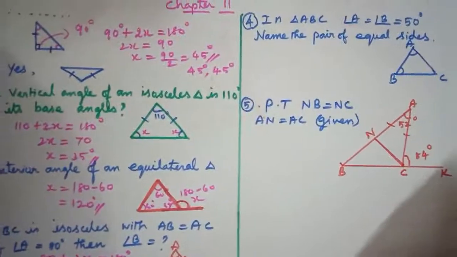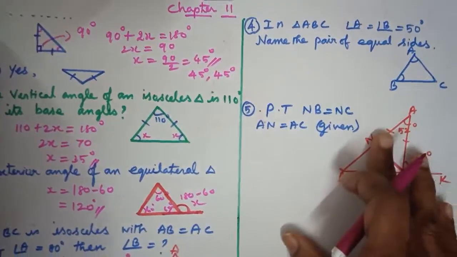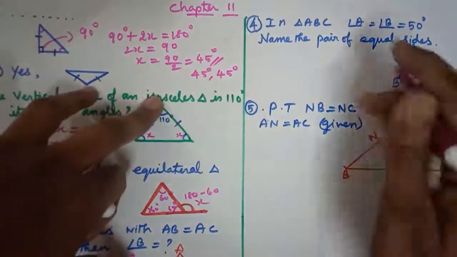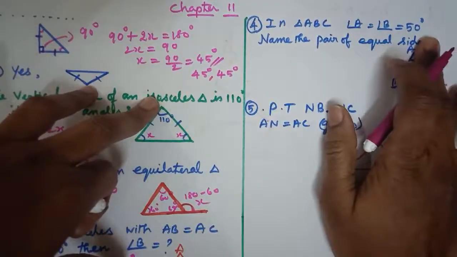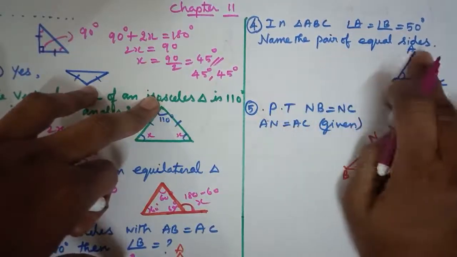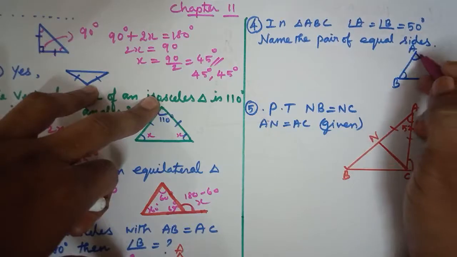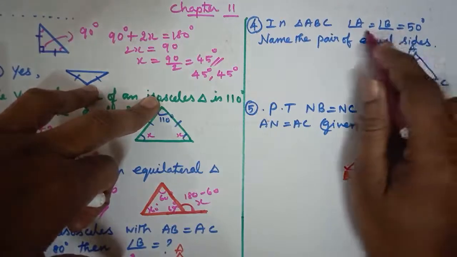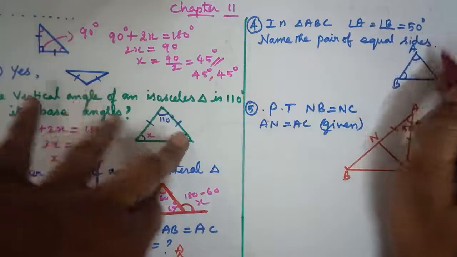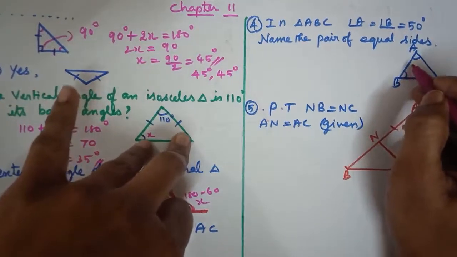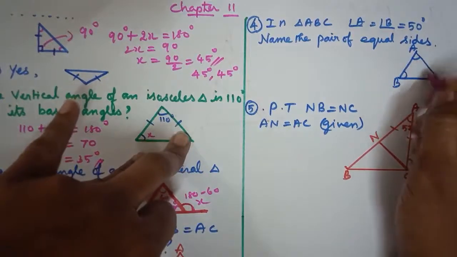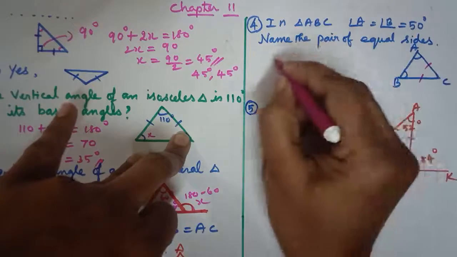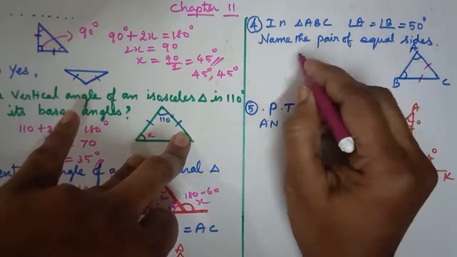Then the last, fourth question. In triangle ABC, angle A equals angle B equals 50 degree. Name the pair of equal sides. Here I have drawn an isosceles triangle. Because angle A and angle B are equal to 50 degree, and if two angles are equal, then this is also an isosceles triangle. So the opposite sides are equal. So this side is equal to this side. Name the pair of equal sides. What are they?